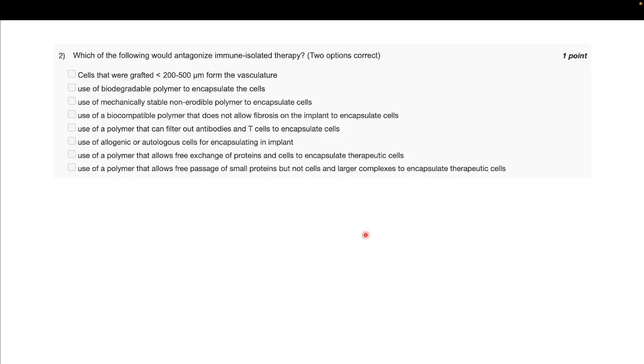Okay, so the next question is, which of the following would antagonize immune isolated therapy, and we have to select two correct options. So the question is essentially asking us what is disadvantageous if we want to use immune isolated therapy. What are the two options that are going to lead to failure of immune isolated therapy? So take your time in reading through the options, and if anybody wants to answer, you can.